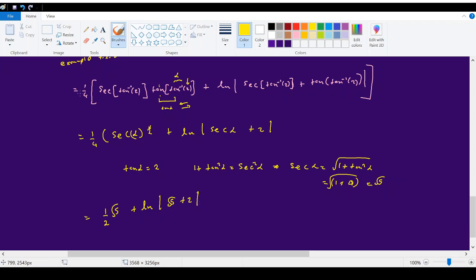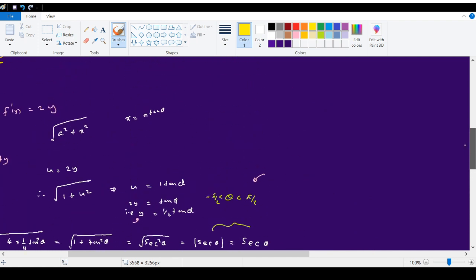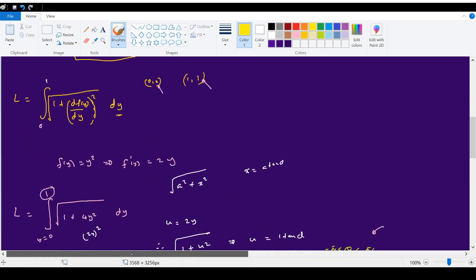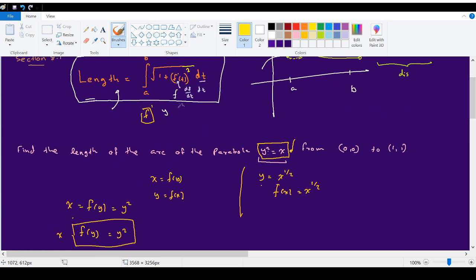Now this 1 over 4 should come here as well. Okay, so we have it over 4, right? So this will be the arc length from the position (0, 0) to (1, 1) of this given curve. The given curve is y squared is equal to x. This is a parabola, right? Okay, and from the next video we can finish section 8.1.